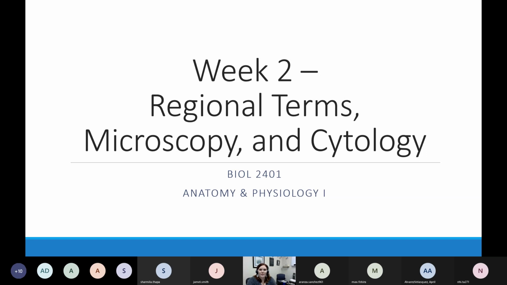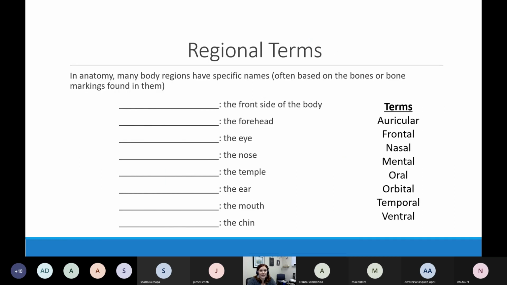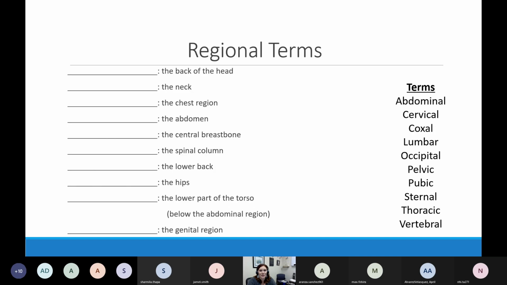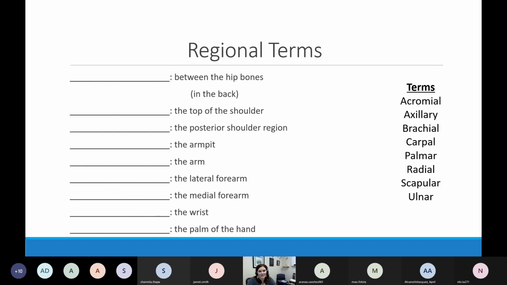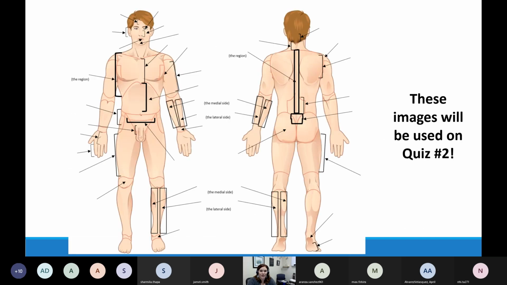So as we mention our first topic here, regional terms. At the very beginning of your lab packet, you have a list, one page that includes tons and tons of text, right? That shows you descriptions of body regions for you to match up with the words. You also, though, have these pictures here that show the front side of the body and the back side of the body. Here's what Dr. Allis thinks you should do when you're studying these regional terms.